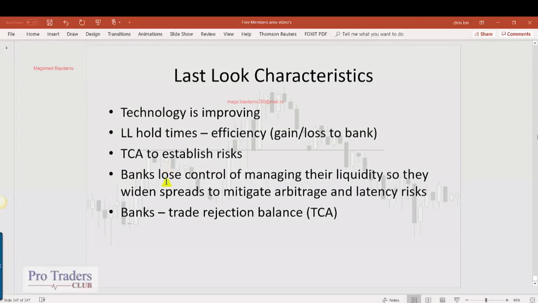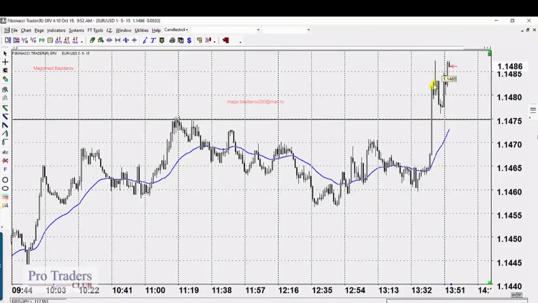So at some level, the banks can lose a bit of control of managing their liquidity. So what happens is they will widen their spreads to mitigate arbitrage and latency risk. Let's have a look at that. As price spikes up, as you get towards the end of the move, again, you're at the best bid, best offer, thinnest part of volume depth. And so what will happen is you will see the banks will widen their spreads to account for any potential risks that may be posed in that environment when price does spike up like this.